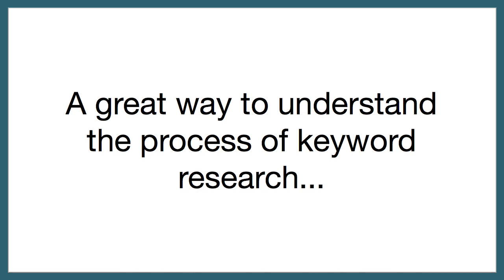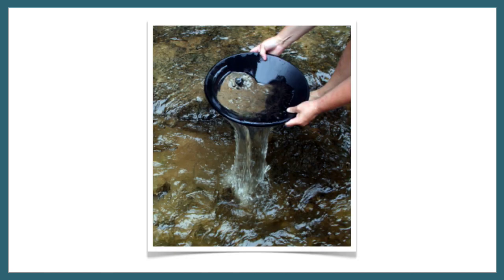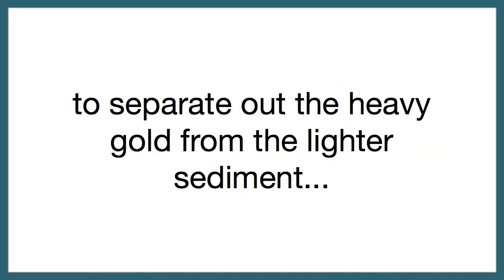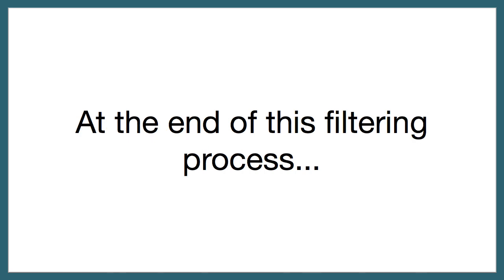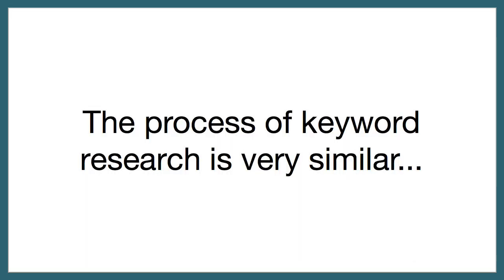A great way to understand the process of keyword research is to compare it with the process of panning for gold. In the days of the gold rush, prospectors would take their gold pans down to a river and scoop up a collection of rocks, dirt, and sand. Initially, they would discard the large rocks that were clearly not relevant, and then they would swirl their pan to separate out the heavy gold from the lighter sediment. At the end of this filtering process, they would hopefully be left with a few nuggets of gold at the bottom of their pan. The process of keyword research is very similar.